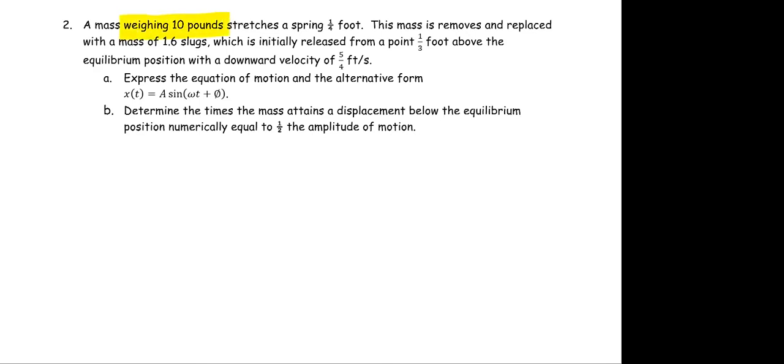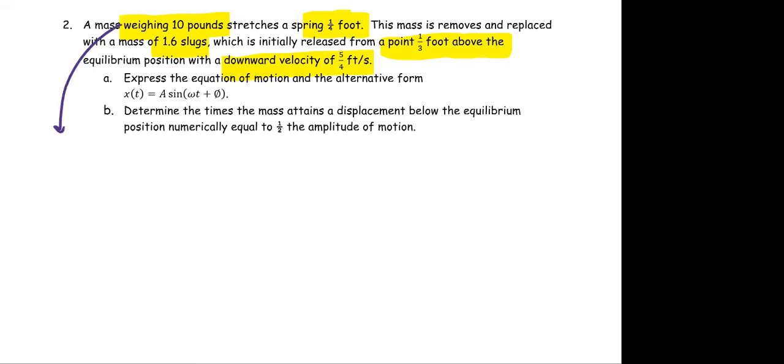Weighing 10 pounds, stretching a spring a quarter foot. The mass is removed and then replaced with a mass of 1.6 slugs. Initially released from a point 1/3 foot above the equilibrium position with a downward velocity. According to this set of information, the first part is going to help you find the k.